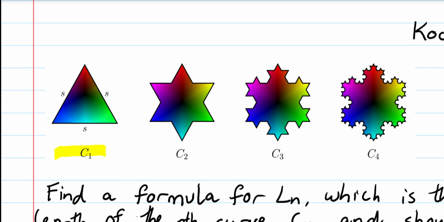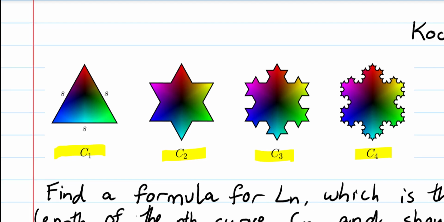Then in the next iteration, each line segment is divided into 3 segments of equal length, and a new outward pointing equilateral triangle with its base removed is drawn, as we can see in curve C2. So this process continues recursively for every iteration, and we've got the first 4 iterations drawn out here. So C3 and C4 are also drawn.